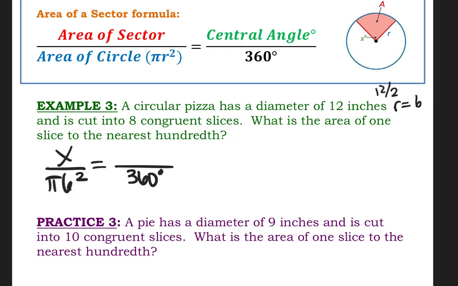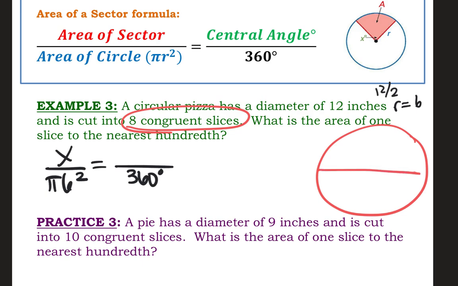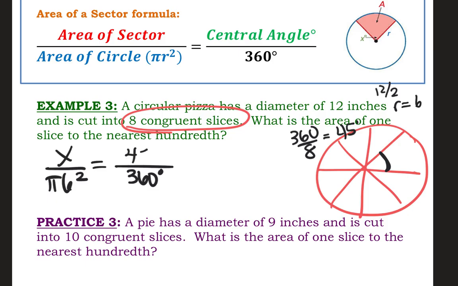360 divided by 8? Because there's 8 congruent slices, right? So let me just show y'all. There's 4, 6, 8. If they're all equal, I need to know that central angle. So 360 divided by 8 gives us 45. So 45 degrees would be our degrees.